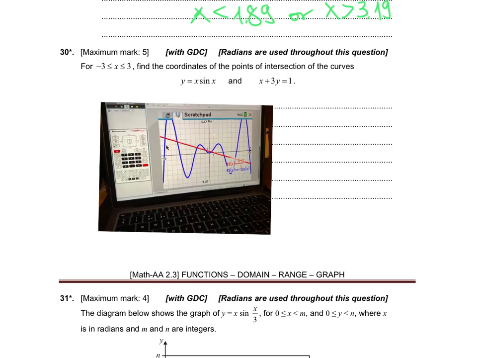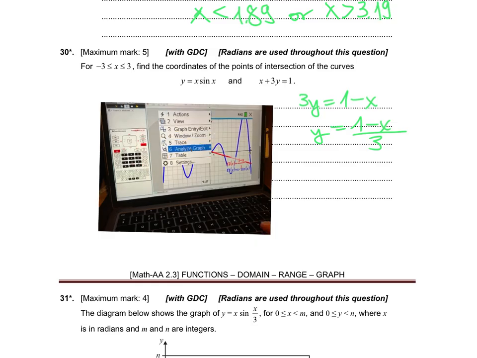Okay, I've already graphed this x sine x, and what I did to graph this is I did 1 minus x divided by 3, okay? So that is the red function. So if we want to know all coordinates of the points of intersections, we need to find all intersections. So we can start all the way over here. I mean, obviously that's outside of -3. We can just start moving along. So that one's good.